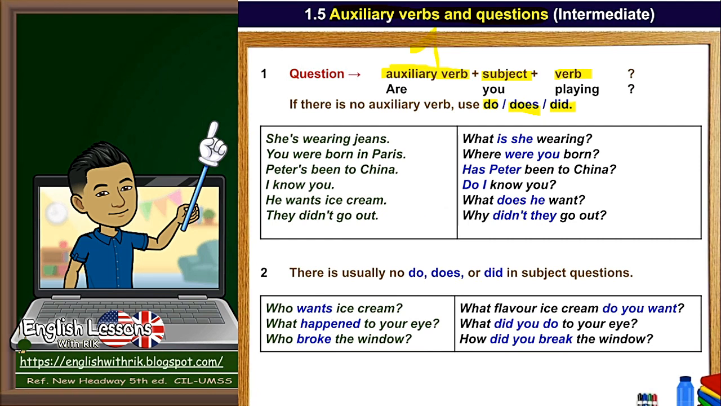There is usually no do, does, or did in subject questions. Who wants ice cream? What flavour ice cream do you want? What happened to your eye? What did you do to your eye? Who broke the window? How did you break the window?